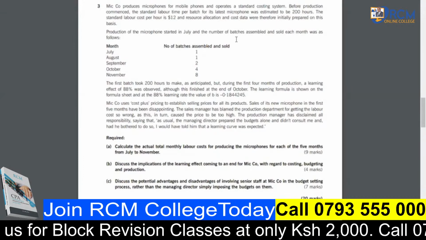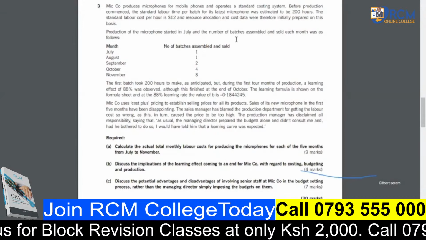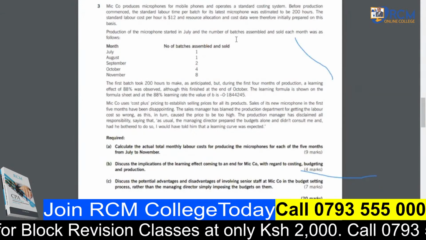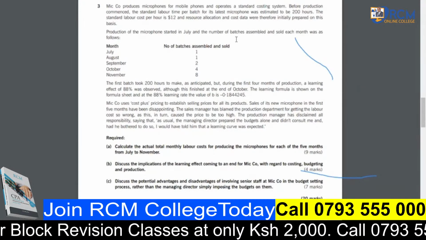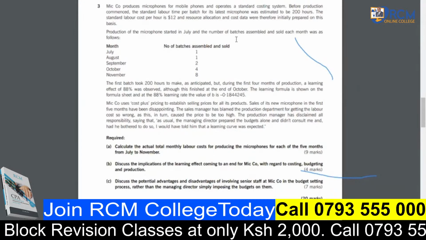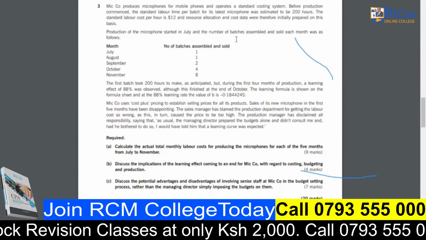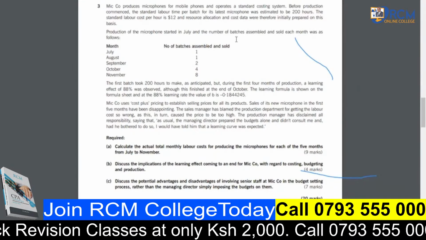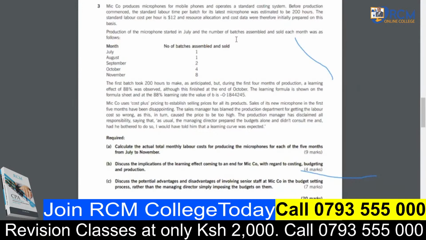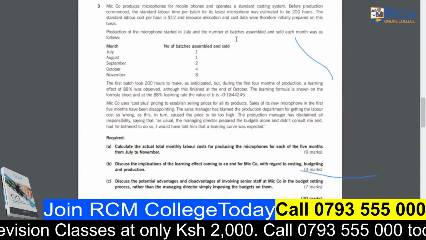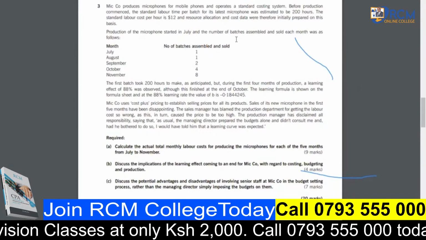That is A, as anticipated, but during the first 4 months of production, a learning effect of 88% was observed, although this finished at the end of October. So at the end of October, that was not there. The learning formula is shown on the formula sheet. Of course, CPA will never give you the learning formula. And the value of B has been given there. My company uses cost plus pricing to establish selling prices for all its products.